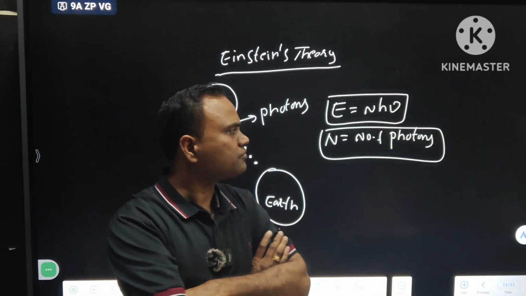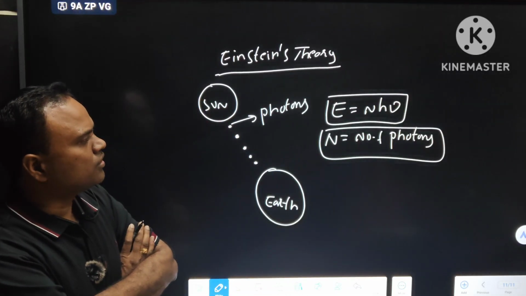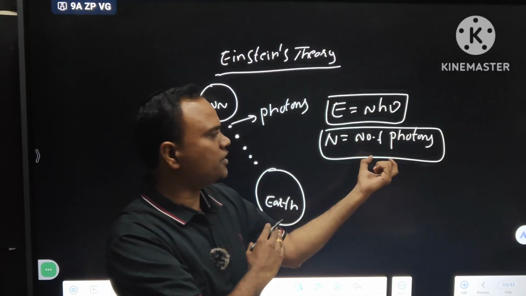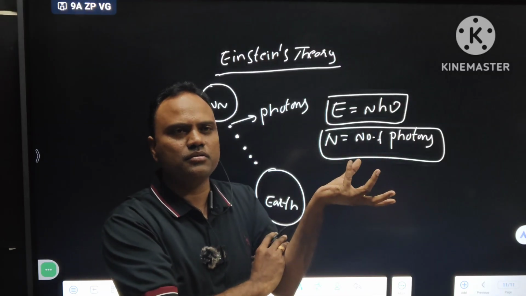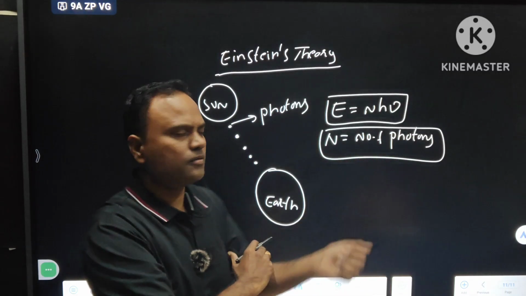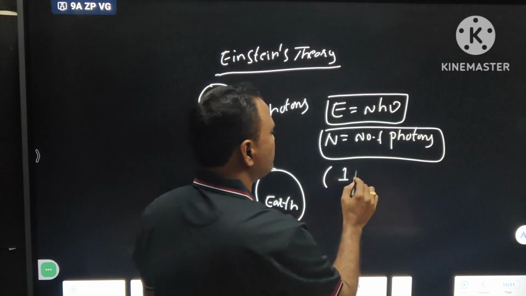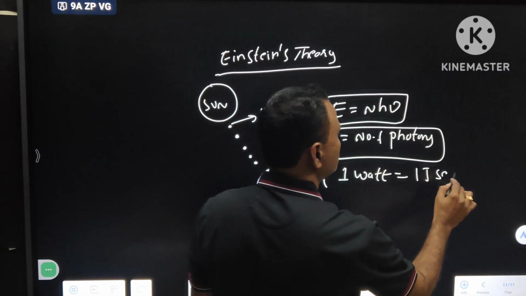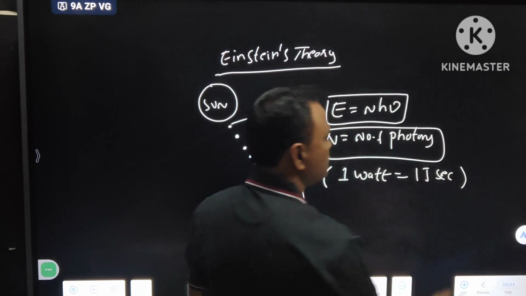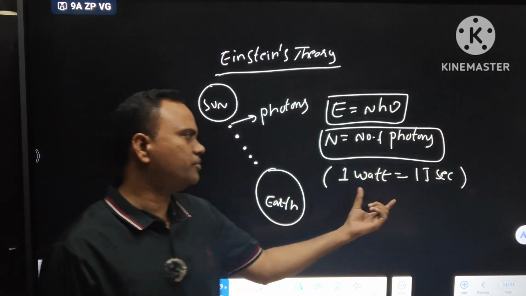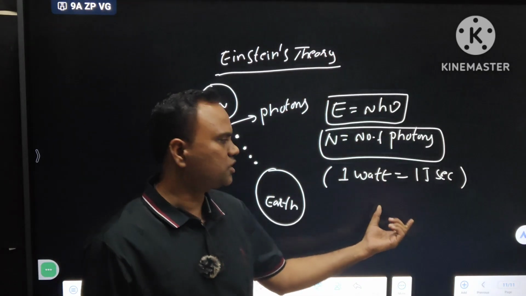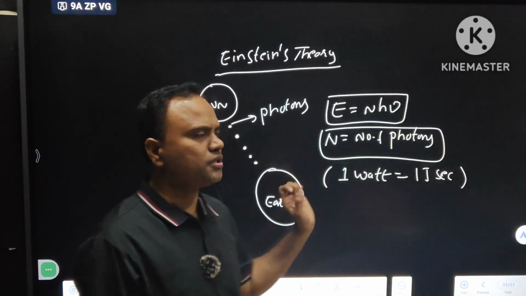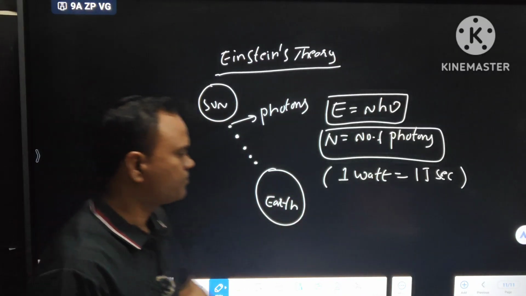Okay. Sometimes we have to calculate number of photons emitted by the bulb. One value I will give you: 1 watt is equal to 1 joule per second. In numericals we use this. Remember this unit. Okay, right.